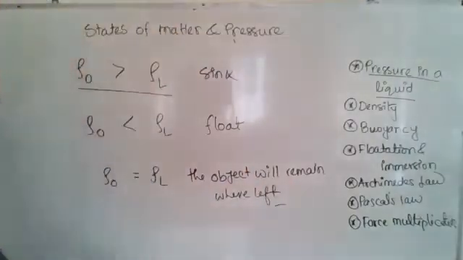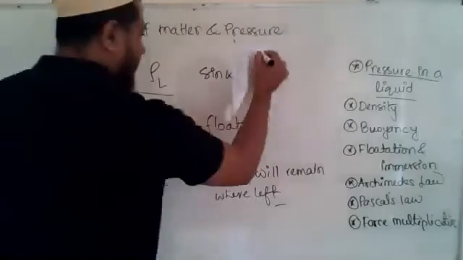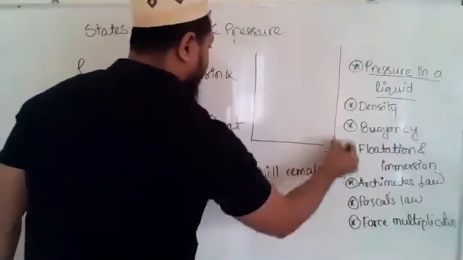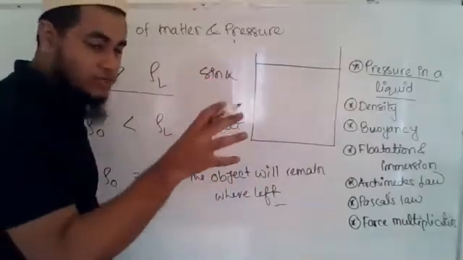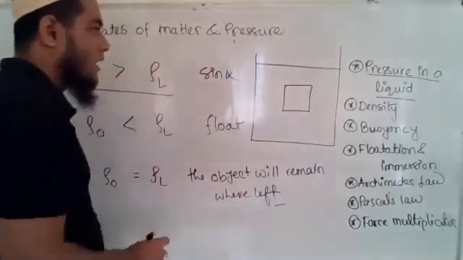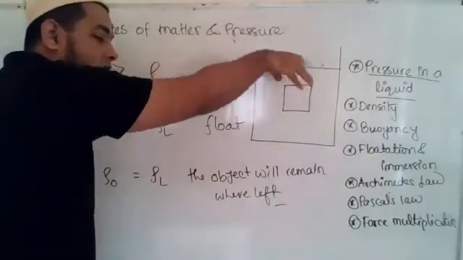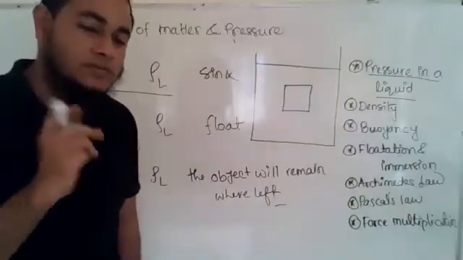Where it is left. Now we will try to understand these three. Let us say we have some liquid over here, and I have an object, maybe a rectangular object. I dip my hand and keep it here. Now three things are possible.